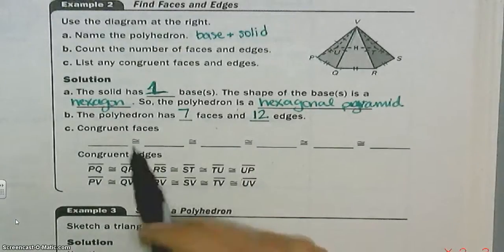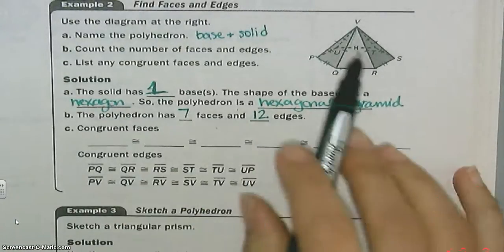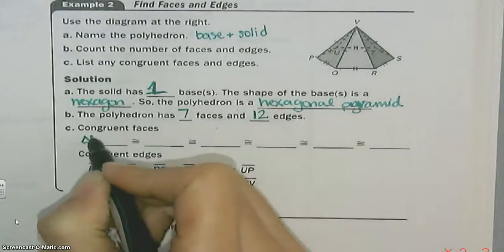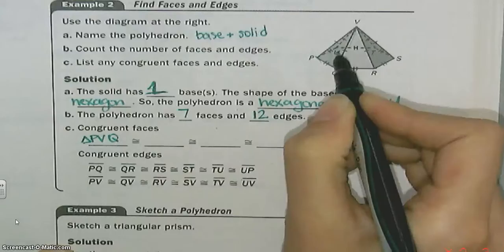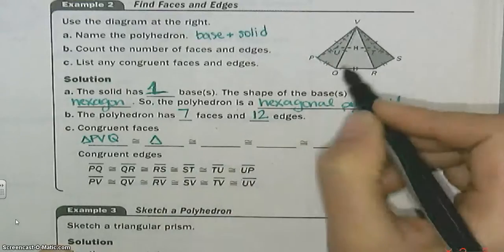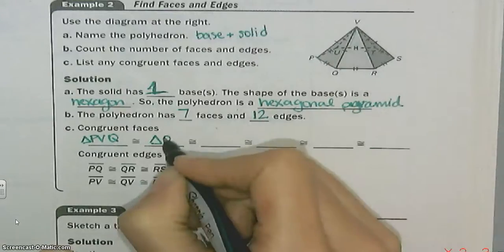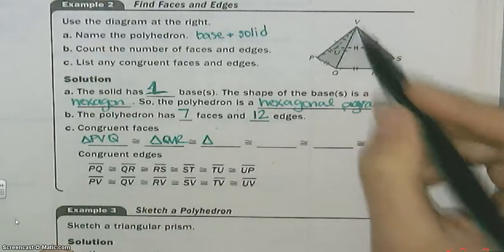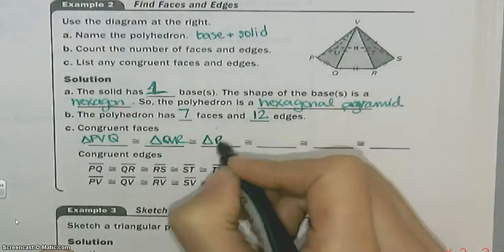It says name all the congruent faces. So, well, all these triangles are congruent to each other. So triangle PVQ, that's this one. The next triangle is QVR. And then RVS.